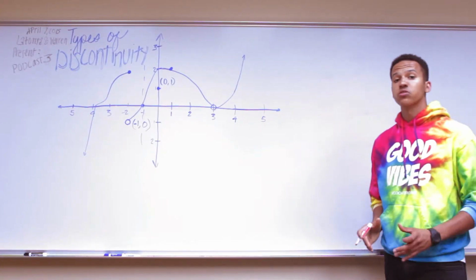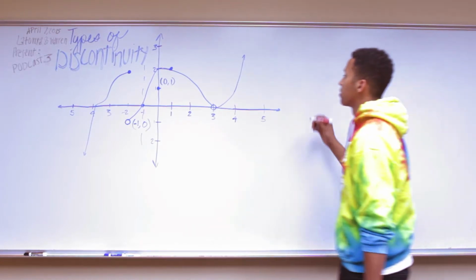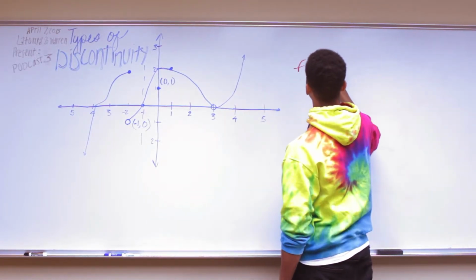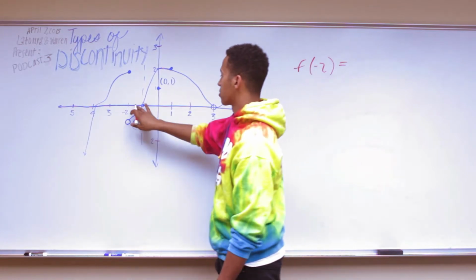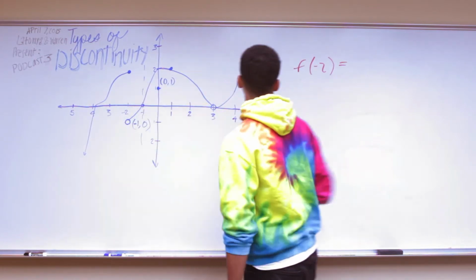Number 4, is the function defined at x equals -2? The function of -2 equals, let's go to -2, the function is defined and it's 2.